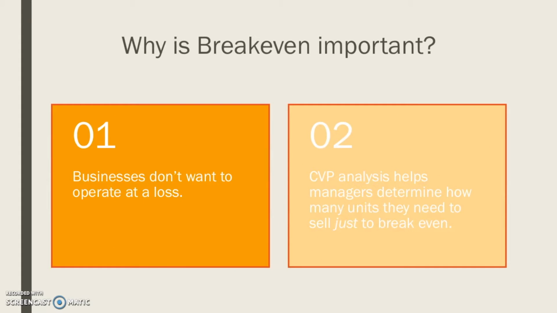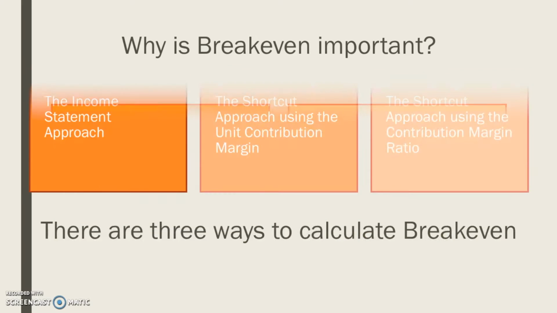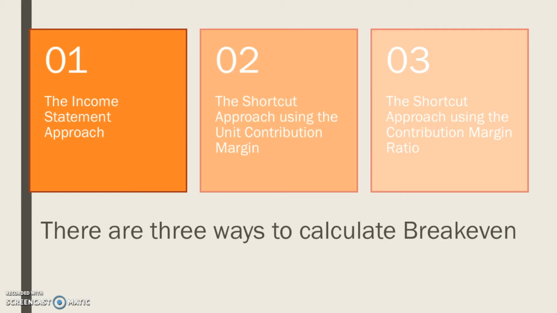So why is it important? Well, one reason is that businesses don't want to operate at a loss. And it helps managers determine how many units they need to sell just to make a profit. There are 3 ways to calculate break-even. You have the income statement approach and 2 shortcut approaches. One of them uses the unit contribution margin and the other uses the contribution margin ratio.